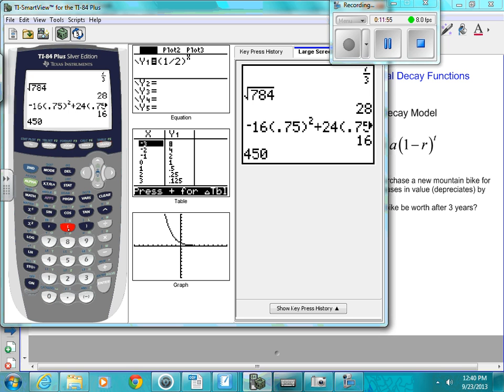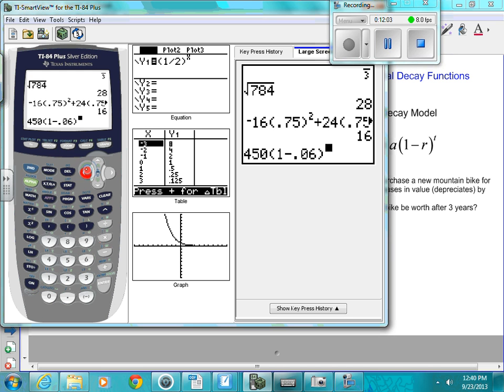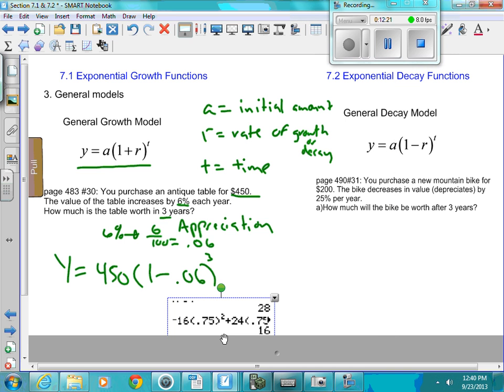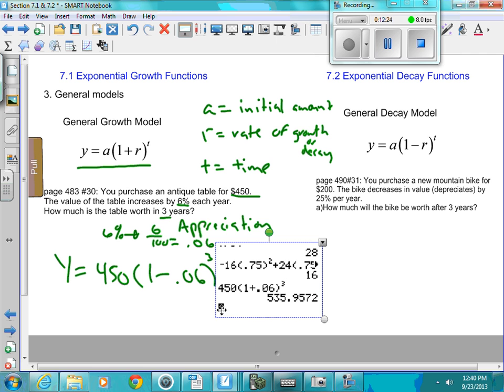450 times 1. You may not need the calculator to do the 1 minus 0.06. 0.94. Excuse me, 1 plus. We're appreciating, right? Not depreciating yet. And the time is 3 years. Put 3 up here as a power. Plug it in. We get $535, and we'll call it 96 cents. So your table in 3 years is going to be worth $535.96, rounding it to the nearest penny.